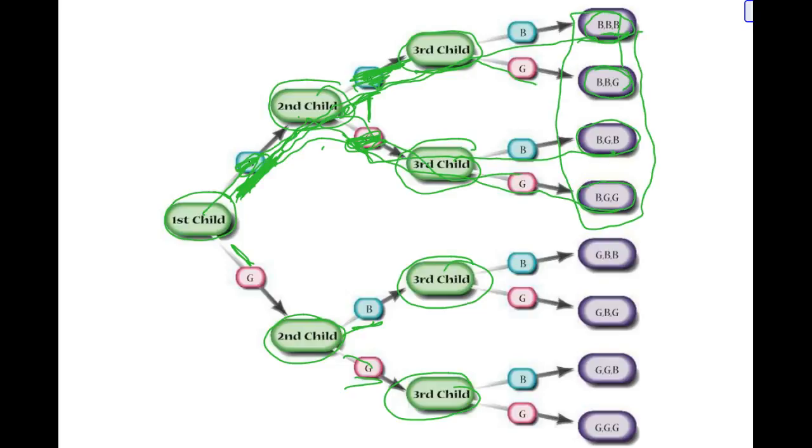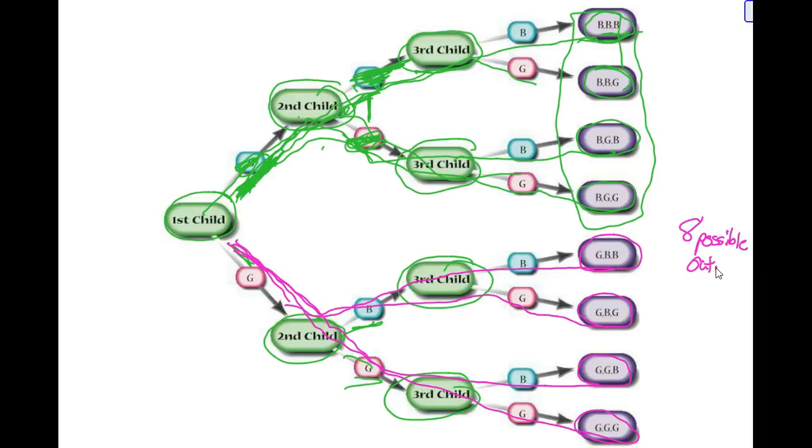We do the exact same thing following the girl as the first child. I can have a girl, boy, boy. Or I can have a girl, boy, and then a girl. Or I can have a girl, girl, and a boy. Or I can have a girl, girl, and a girl. And so actually, I have 8 possible outcomes whenever we're talking about this event of 3 children.